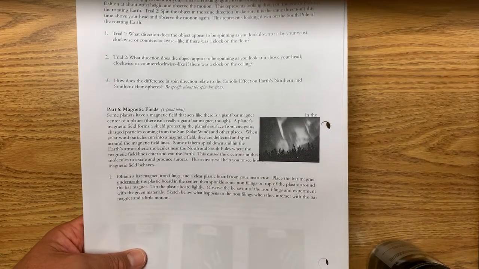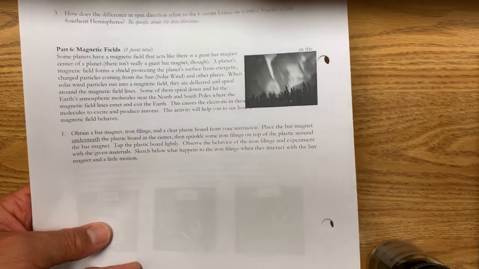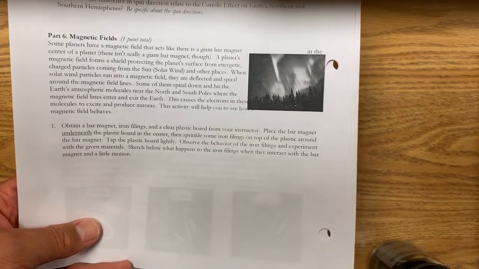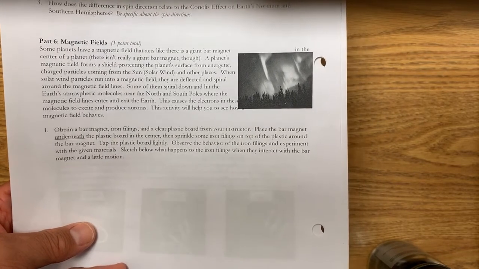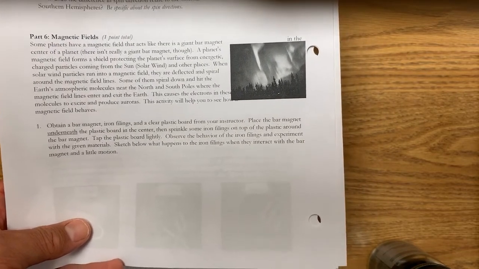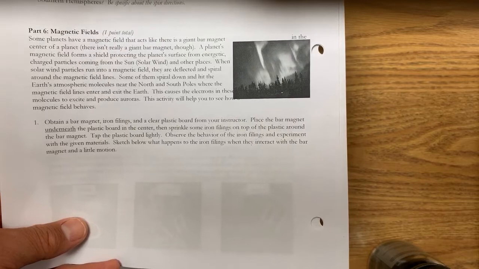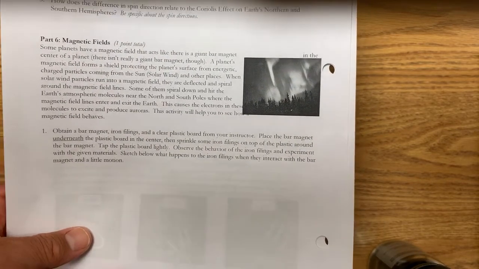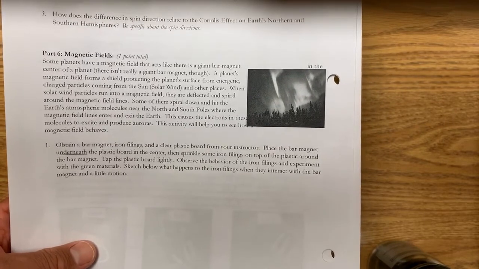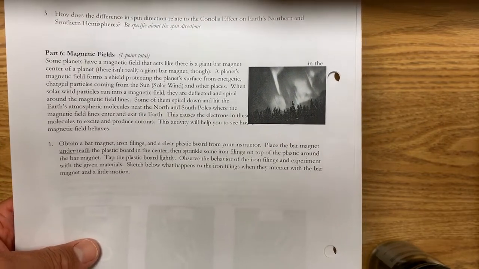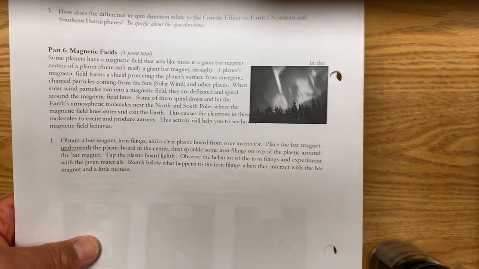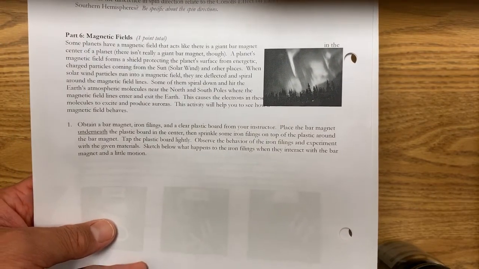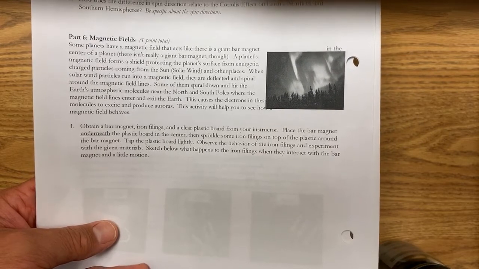All right, part 6 deals with magnetic fields. And magnetic fields are generated by planets because of liquid metallic interiors rapidly rotating. So the Earth has a liquid metallic outer core, and that outer core rapidly rotates due to the Earth's rotation. And so the Earth then generates a magnetic field. Anywhere we have liquid metal rotating quickly, we have a magnetic field.